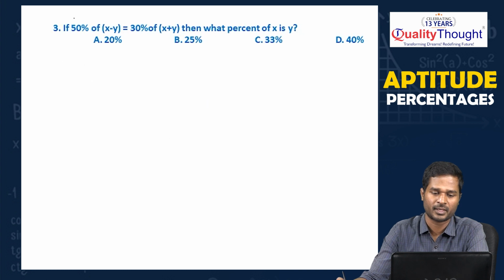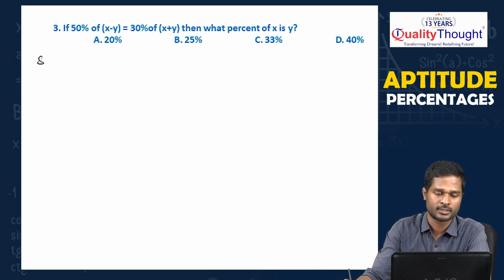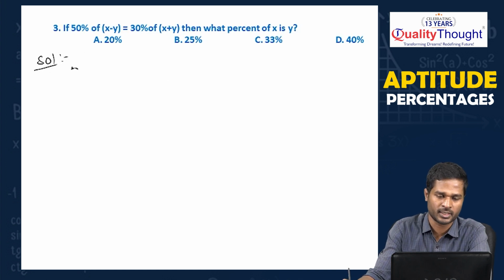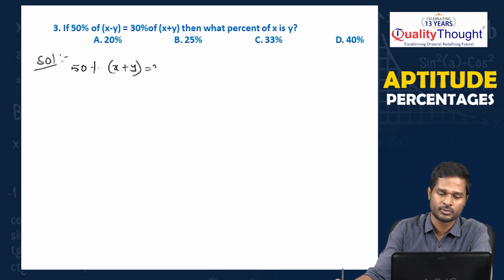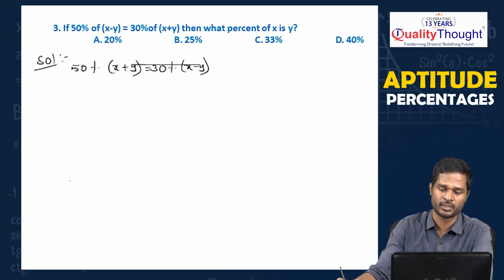The question is saying, if 50 percentage of x minus y is equal to 30 percentage of x plus y, then what percentage of x is y? This is the question. Let us solve this. As it is, you write what has been given in the question. So 50 percentage of x plus y is equal to 30 percentage of x minus y. This is what he has given.